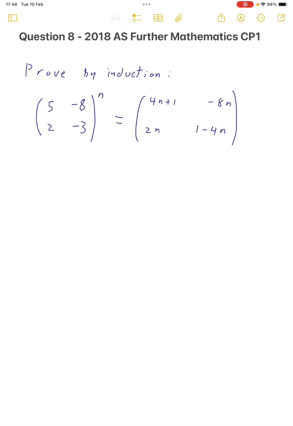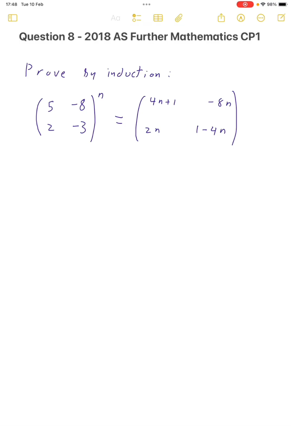It's asking us to prove that the matrix (5, -8; 2, -3), all to the power of n, equals the matrix (4n+1, -8n; 2n, 1-4n), as shown. So, this is a proof by induction question.